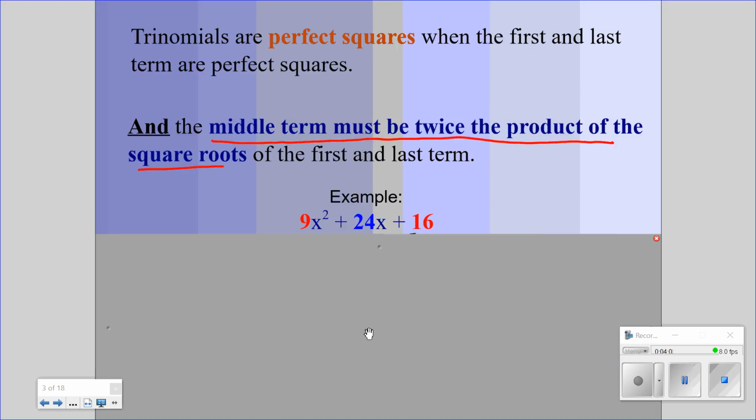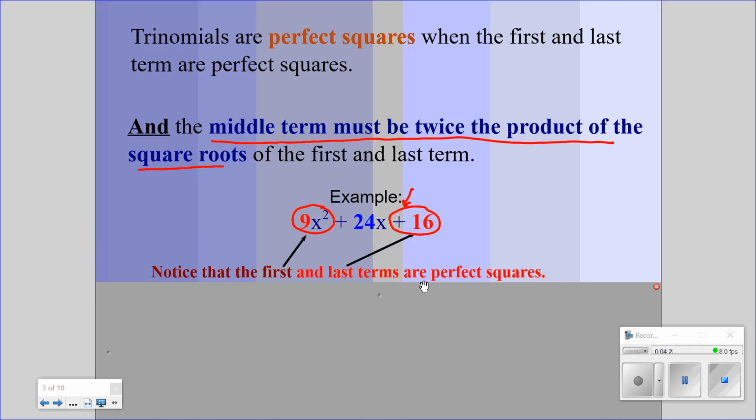So here's yet another example of a perfect square trinomial. You can see that the first term and the last term are perfect squares. Notice I'm circling the positive sign with this 16. It should be a positive to be able to take the square root of it. So the first and last terms are perfect squares. That means I can take the square root of 9x squared to get 3x, and I can cleanly take the square root of 16 to get 4.